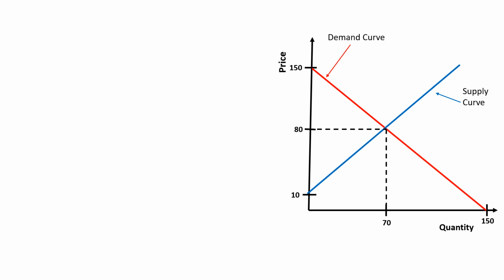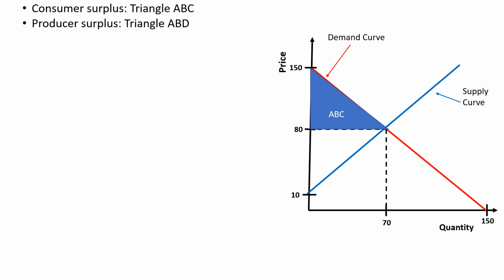Here we discuss the two concepts of consumer surplus and producer surplus. The consumer surplus is represented by the blue triangle ABC on the graph, and it's defined as the consumer's willingness to pay for a good minus the price at which the consumer bought the good, summed across all units sold. On the other hand, the producer surplus is represented by the triangle ABD on the graph, and it's defined as the price at which a firm sells a good minus the minimum price at which that firm would be willing to sell the good, also summed across all units sold.